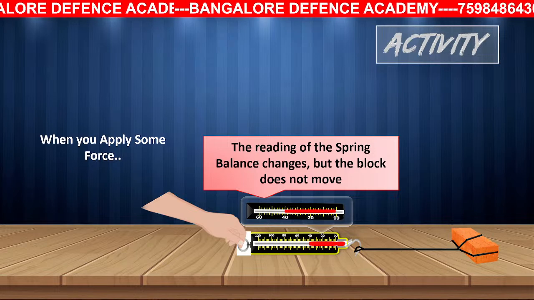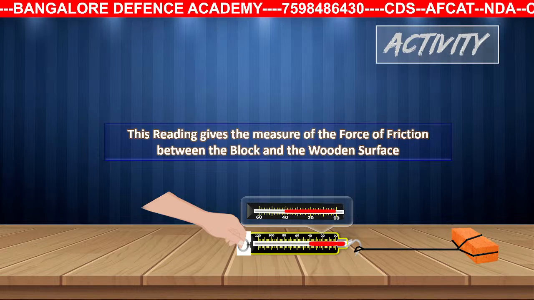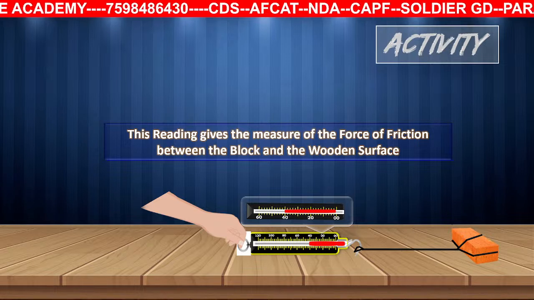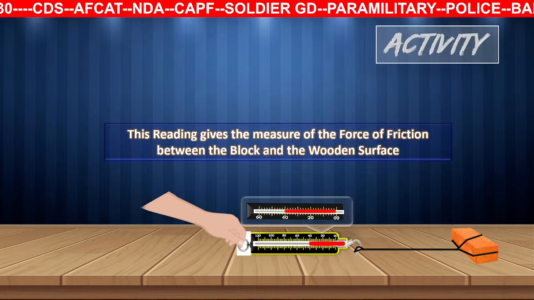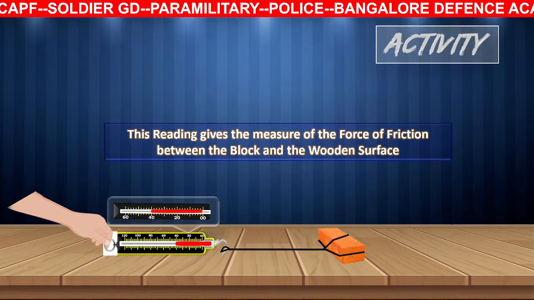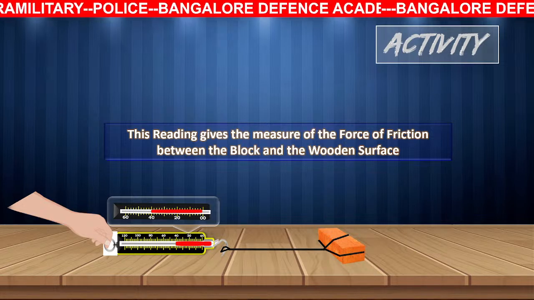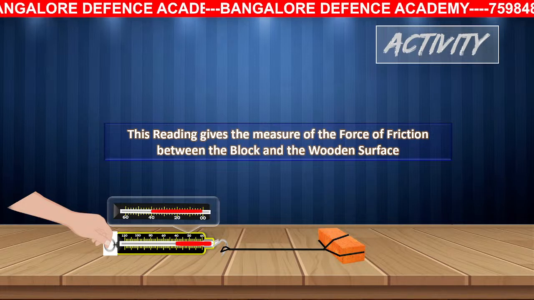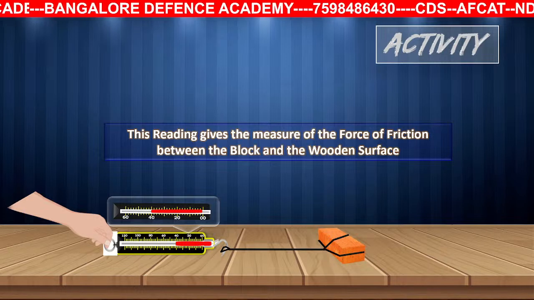Let us see now what is next. The reading gives the measure of the force of friction between the block and the wooden surface. So this reading 0 to 40 is the reading of the friction force. So what is the friction between the block and the floor? It is 40 units. Now I try to pull it. Beyond 40, when I pull the spring balance, the block will also move. So I require a minimum of 40 Newton of force to move this block. Do you understand? So this is the logic of friction.